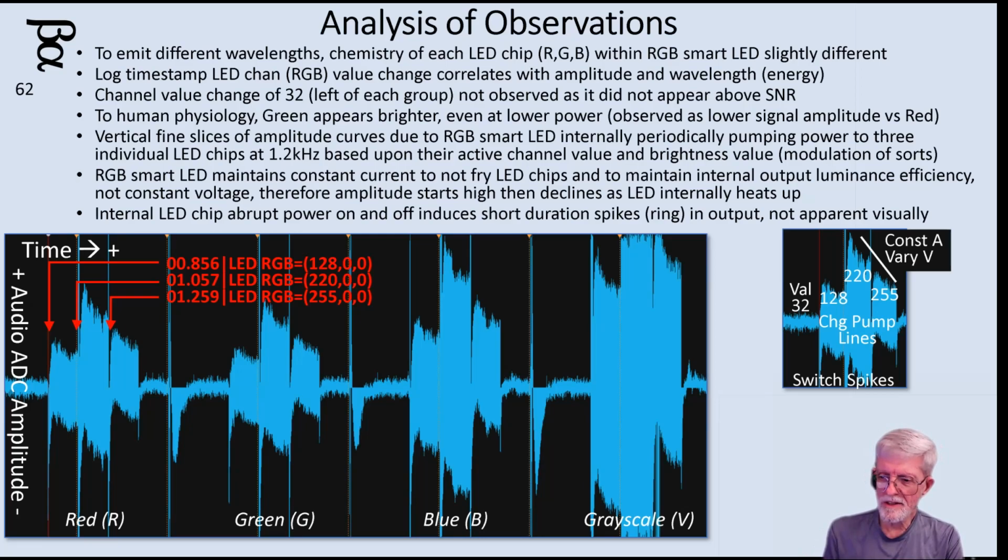So on the right side here, you can see the values, 32, which didn't show up, 128, 220, and then 255. And you can see the constant amperage, the constant current power of the LED versus the reduction, the varying in voltage. And then you can see the on-off, those switching vertical spikes. And also, if you look at the actual tall amplitude, you'll see it's not flat. It's not round. It's kind of like a bunch of little vertical spikes. That's the charging cycle of the LED power pulsing. That's the individual lines that are turning off and on.